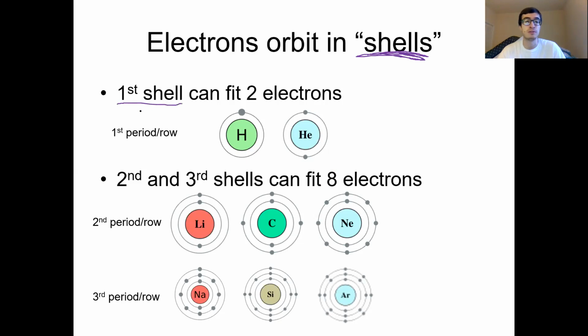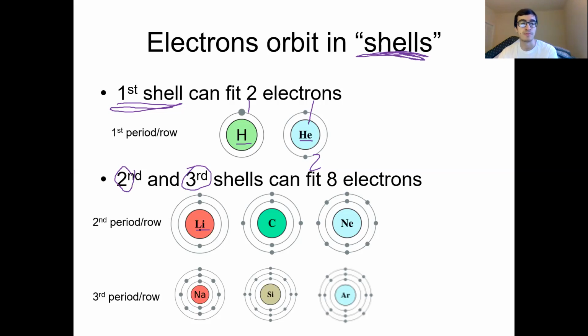The first electron shell can only fit 2 electrons. So the very first 2 atoms in the periodic table are hydrogen and helium. Hydrogen has 1 proton and 1 electron. Helium has 2 protons and 2 electrons. And so helium has a completely full first shell, because again, we can only fit 2 electrons on the first shell. The second shell and the third shell can fit a lot more. They can fit 8 electrons each.